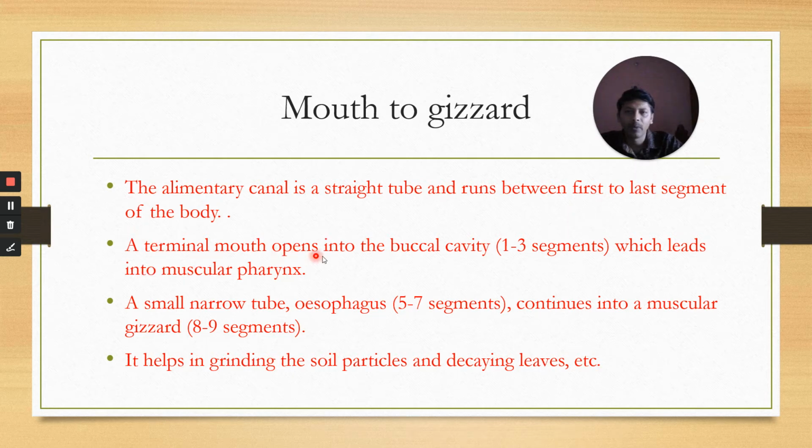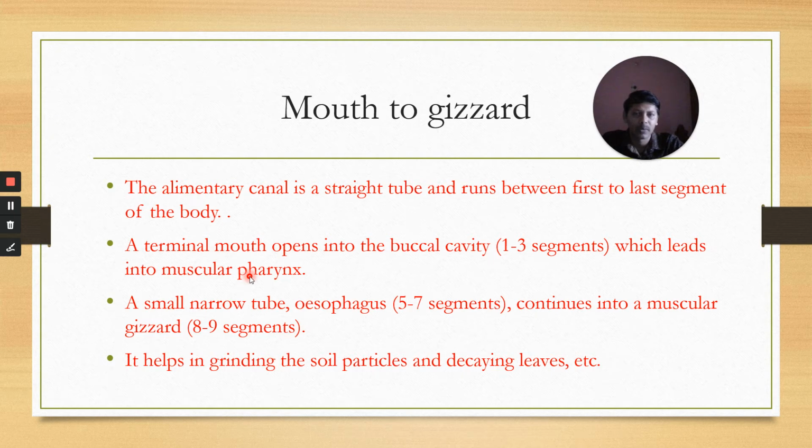The terminal mouth opens at the anterior end of the body. Terminal means at the end. Mouth opens into buccal cavity. Buccal cavity extends from first segment to third segment and opens into the muscular pharynx. Muscular pharynx we studied in Ascaris, where there is a muscular pharynx. Here also there is a muscular pharynx and a small narrow tube, the esophagus. Esophagus is a small narrow tube that extends from fifth segment to seventh segment and continues into the muscular gizzard.